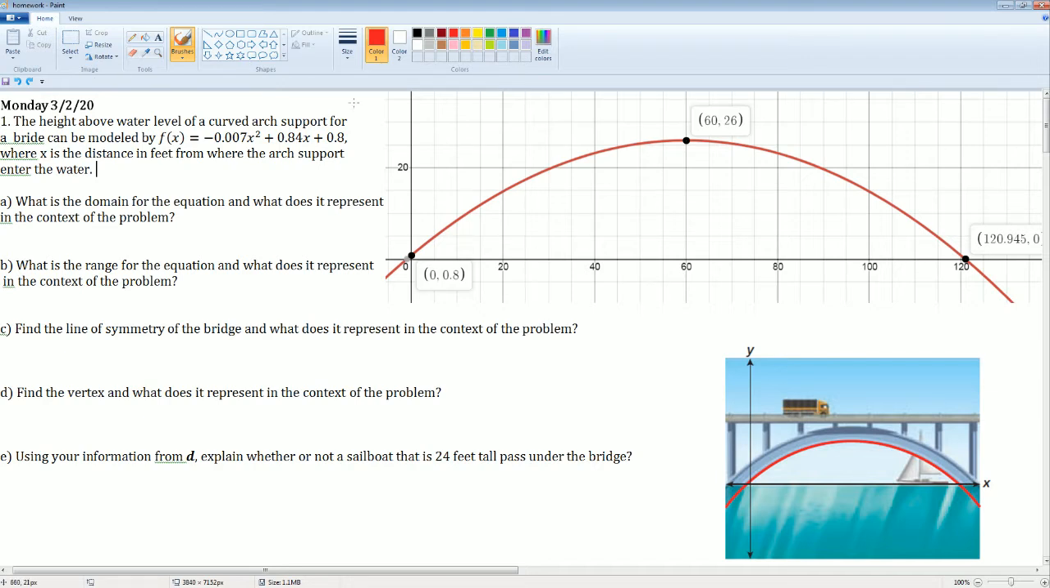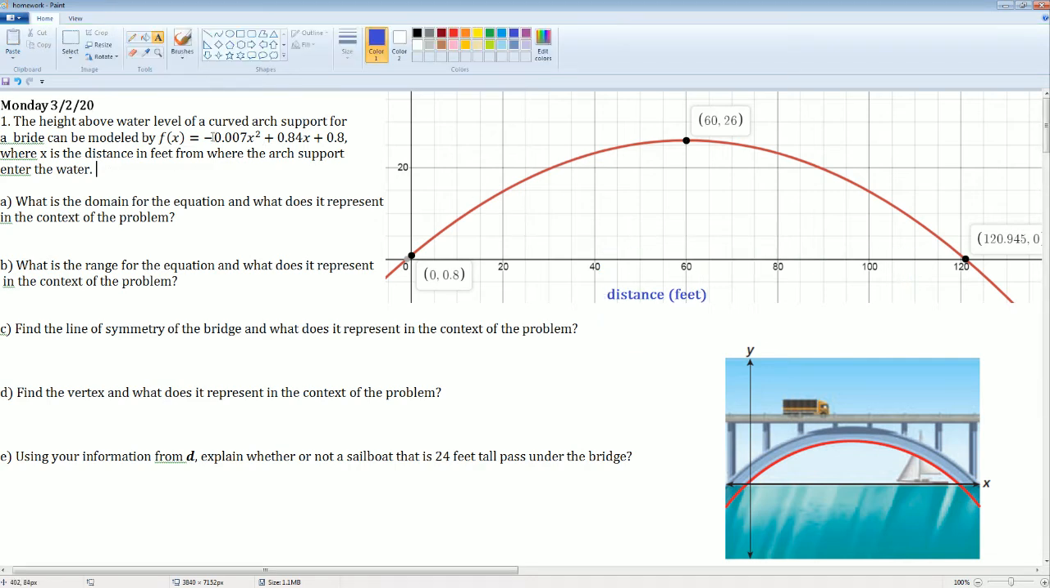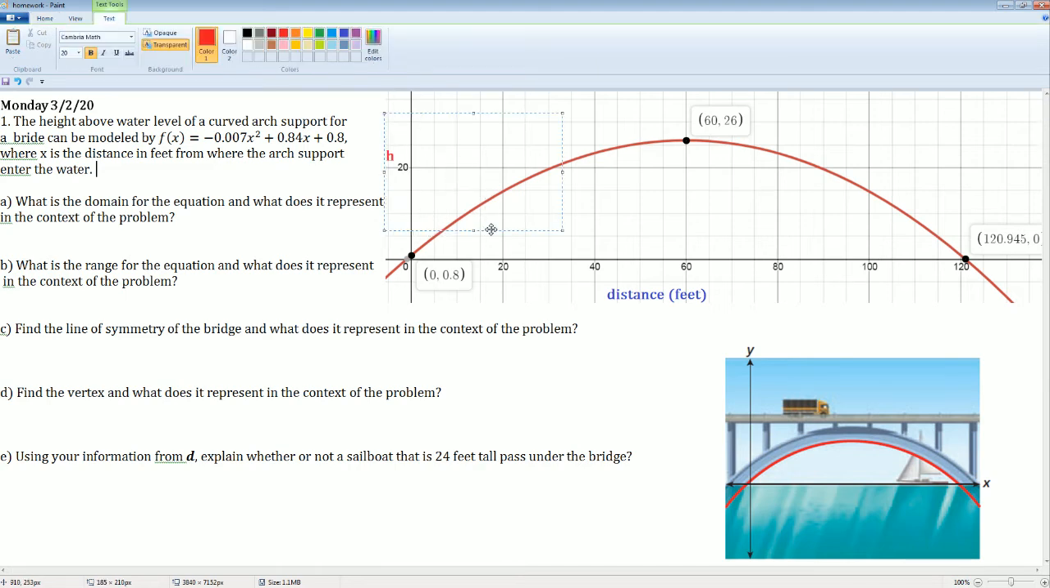After we graph it, what do I always tell you guys? To always label your axes. So let's label our axes here. We know that x is the distance in feet, so this can be distance, in feet. That's your x-axis. And what is our height? This is the height, so I can make that red here. This is our y-axis, our height, and this is also going to be in feet.